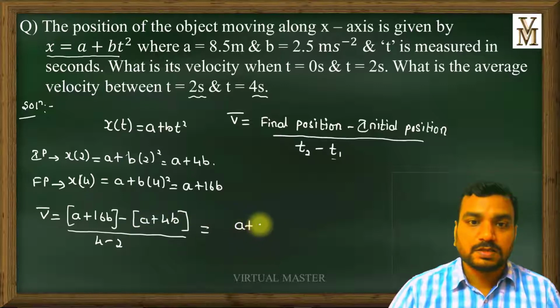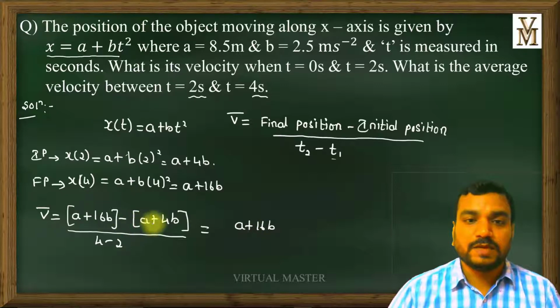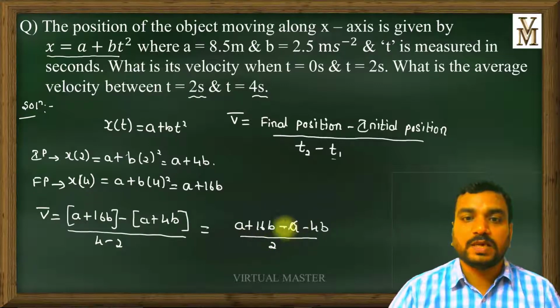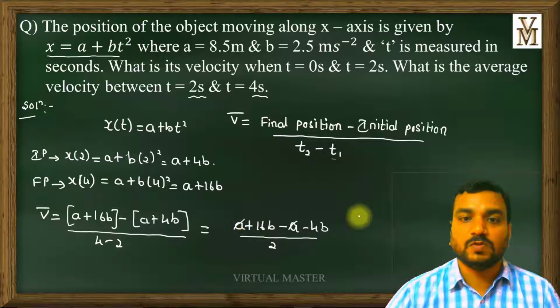A plus 16b, minus of plus a will be equals to minus a, minus of plus 4b will be equals to minus 4b, divided by 4 minus 2 is 2, right? Plus a minus a get cancelled. What is left here? 16b minus 4b, which will be equals to 12b, right?